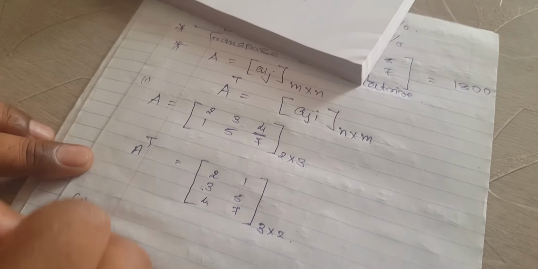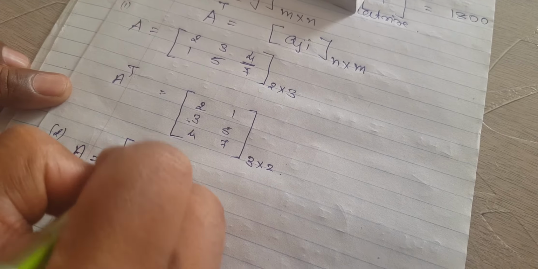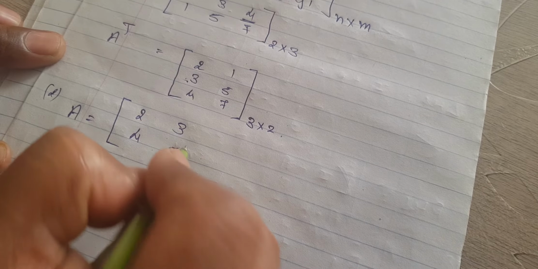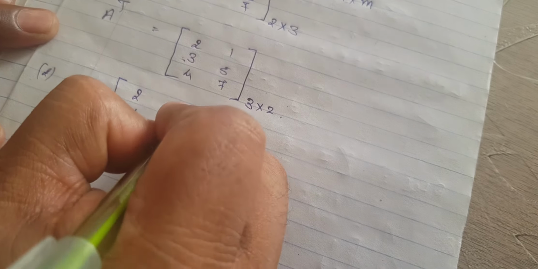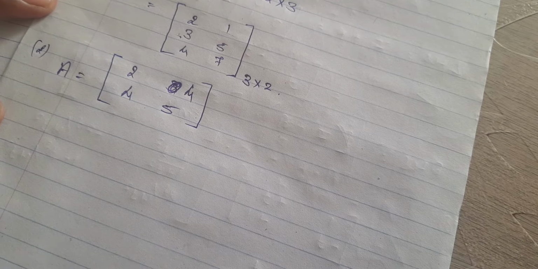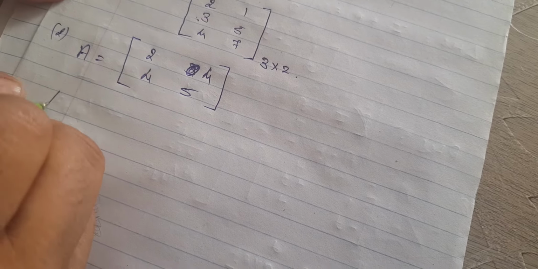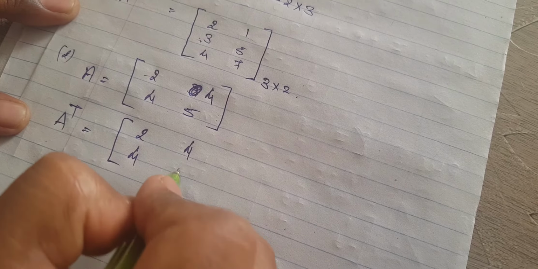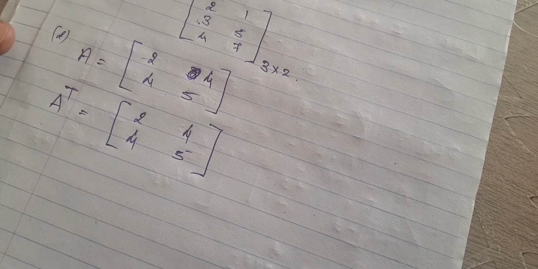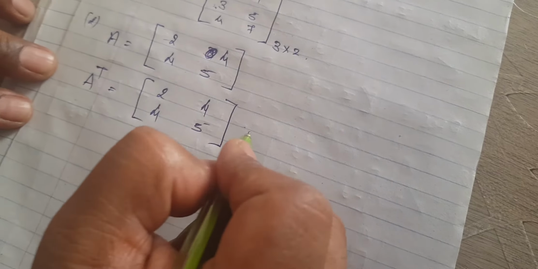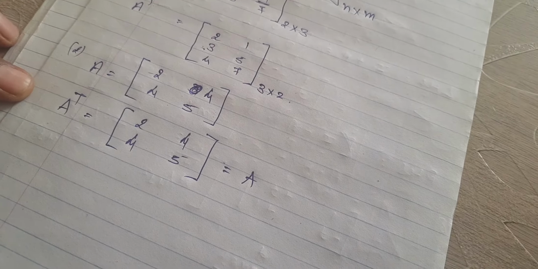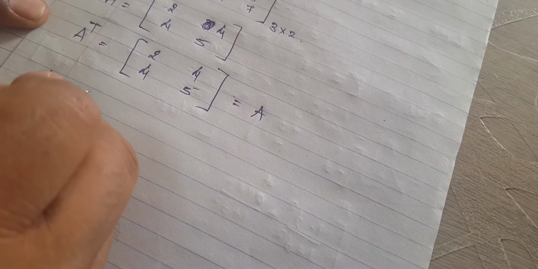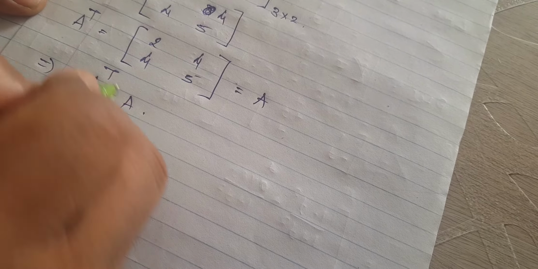This is number 1. Second, suppose A is given as 2, 4, 4, 5. What is the transpose of the matrix? So we can say 2 is first row, first column, and 5 is second row, second column. So it remains as it is. So here you get A transpose is equal to A. Means here we get the relation A transpose is equal to A.